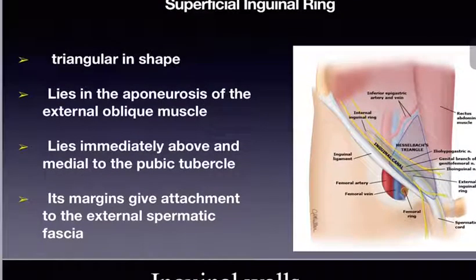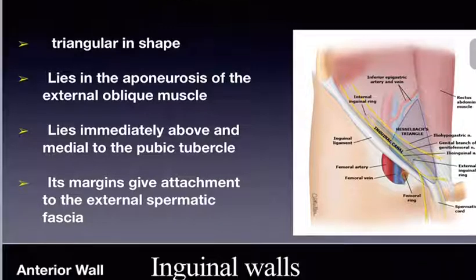Superficial inguinal ring. It is triangular in shape, lies in the aponeurosis of the external oblique muscle, immediately above and medial to the pubic tubercle. Its margin gives attachment to the external spermatic fascia.